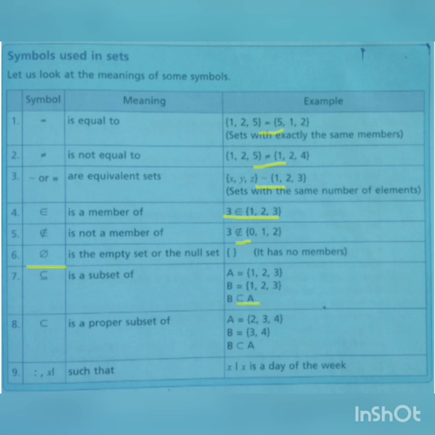Next is proper subset of. In the example you can see that A is equal to {2, 3, 4} and B is equal to {3, 4}. All the elements of set B are present in set A, which shows that B is a subset of A. But we can see that at least one element of set A, that is 2, is not present in set B, which makes B a proper subset of A. And the last one is the symbol used to represent such that. The example is all x such that x is a day of the week. We use this symbol to represent such that.